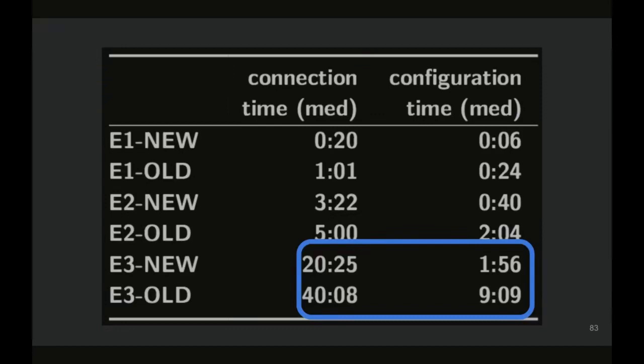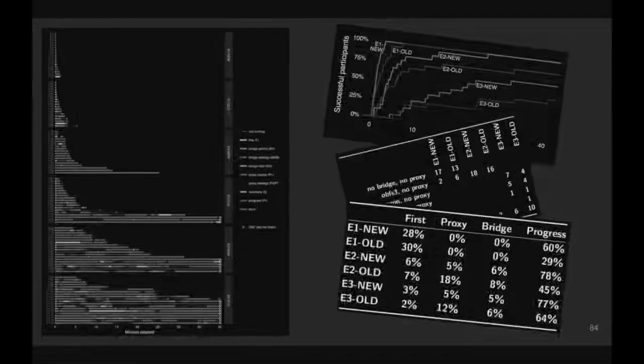An example is configuring a syntactically valid but invalid proxy like 1.2.3.4 port 80. That would never error out, and they would just be stuck watching this progress bar shining, hoping that it would work, and nothing would happen. For additional details of what everyone did, when they connected, and what they used, you can refer to our paper.